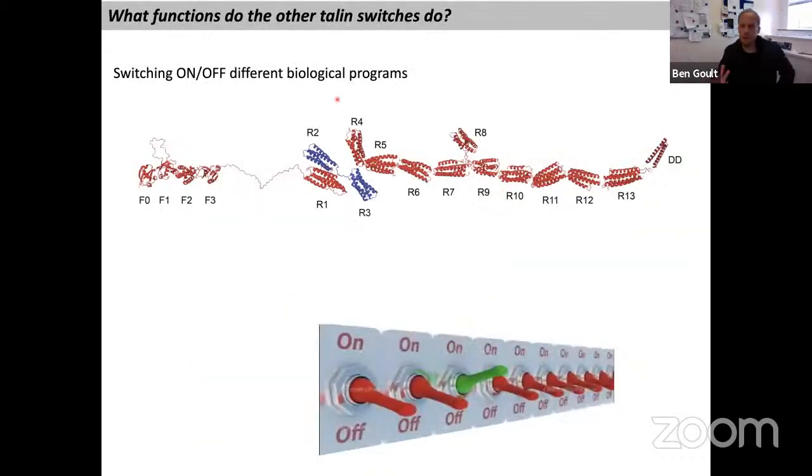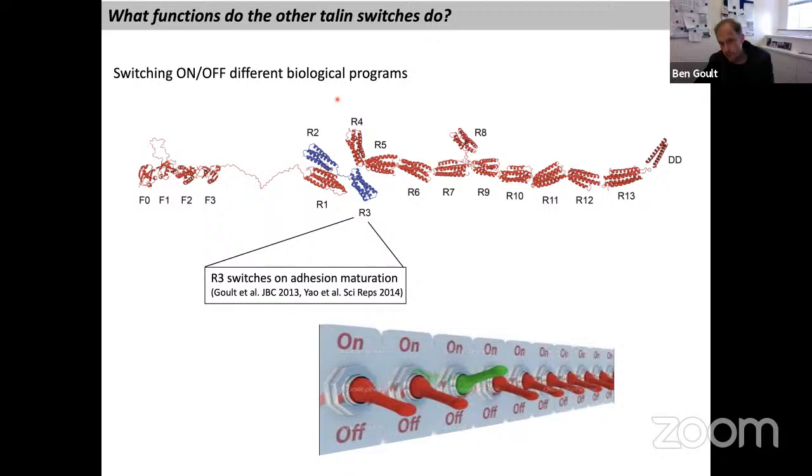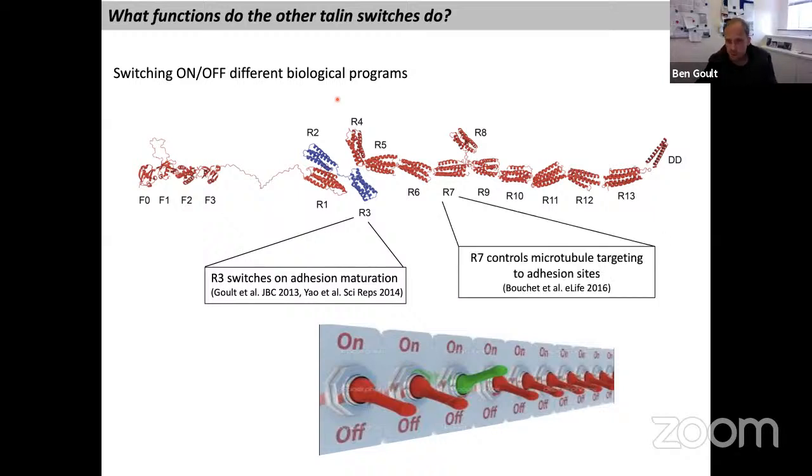But one of the big questions, and I'm not going to go into this in too much detail, is what the switches are coordinating. So we know that this R3 domain switches on adhesion maturation. That's well established now by us and by other labs. But something which was a big surprise to us was that the R7 domain in the 0 state, but not in the 1 state, coordinates microtubule targeting to adhesion sites. So via this protein called KANK, it binds onto the side of R7 when it's in the 0 state, and then microtubules target to the adhesion site. So that's coordinated by the conformation, the shape of the R7 domain.